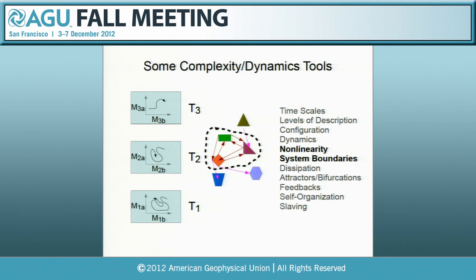As time scale increases, as the duration of an interaction increases, linear interactions turn into nonlinear interactions. So if you go up in level of description to a longer time scale, the extent of the system will increase.